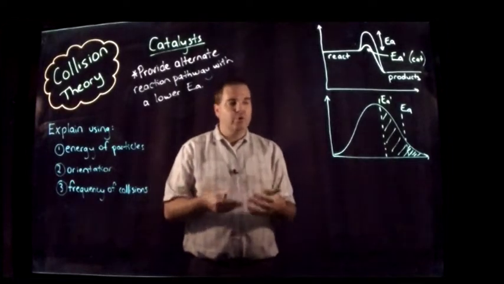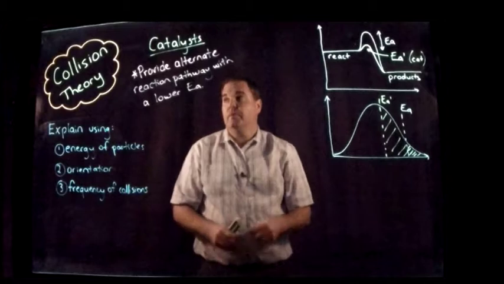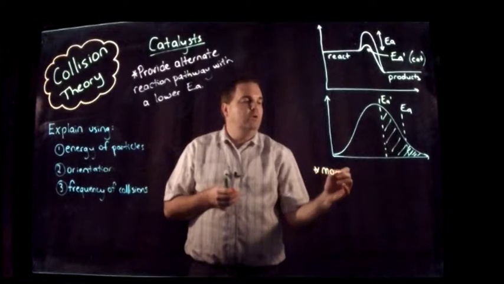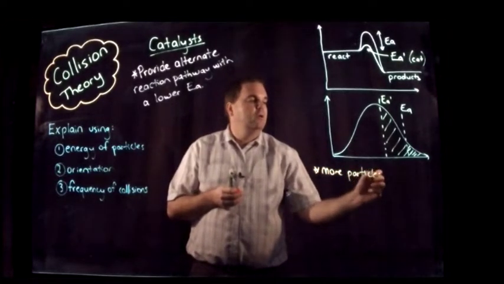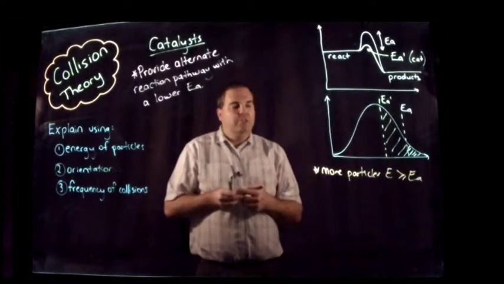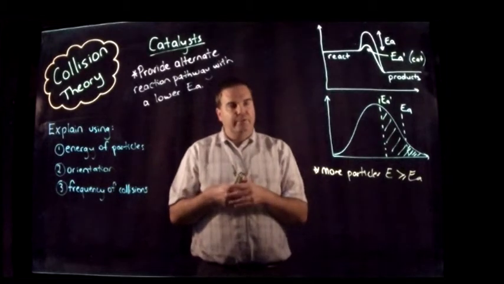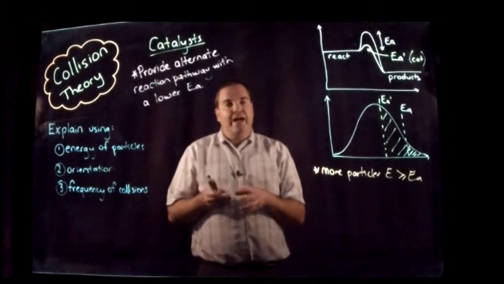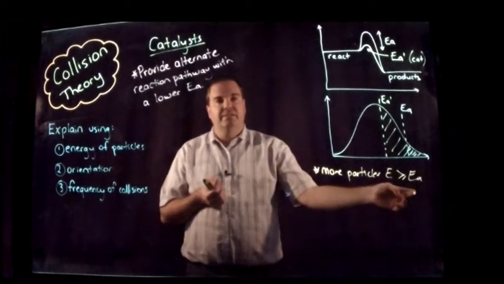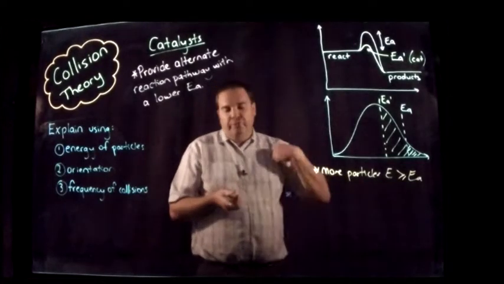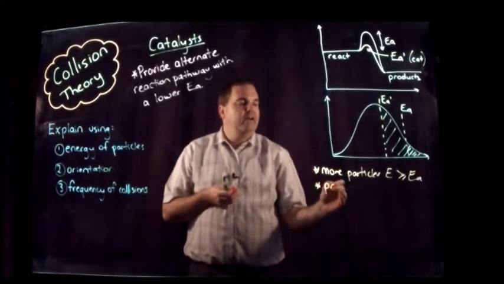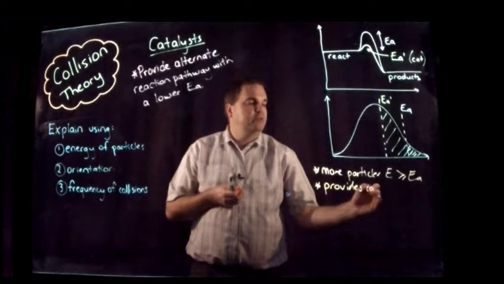So what that means overall is this. I'll choose a nice color to show this. So we've got more particles having energy greater than or equal to the activation energy. That's key to think about. We're not changing the frequency of the collisions, but what we are doing is saying that when they do collide, it's more likely that they've got energy greater than the activation energy. You bring into that the fact that the alternate pathway quite often provides the correct orientation.